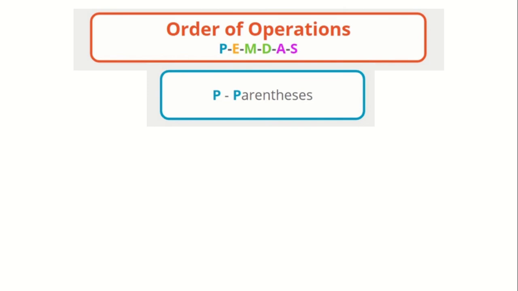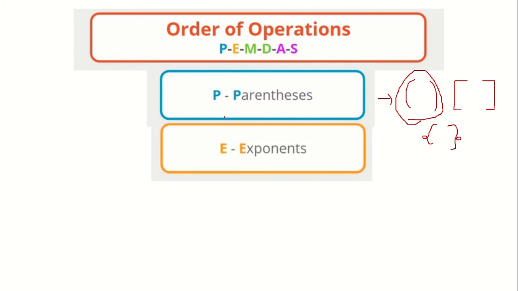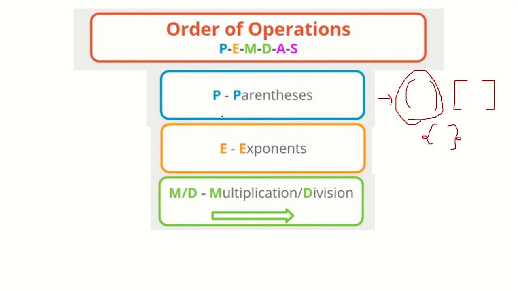you deal with whatever is inside the parenthesis first. Can be a parenthesis. It would look like this one. Or a bracket. Or even a brace. So your priority is always to begin with the parenthesis. Next is to deal with exponents. And then afterwards, multiplication and division from left to right.